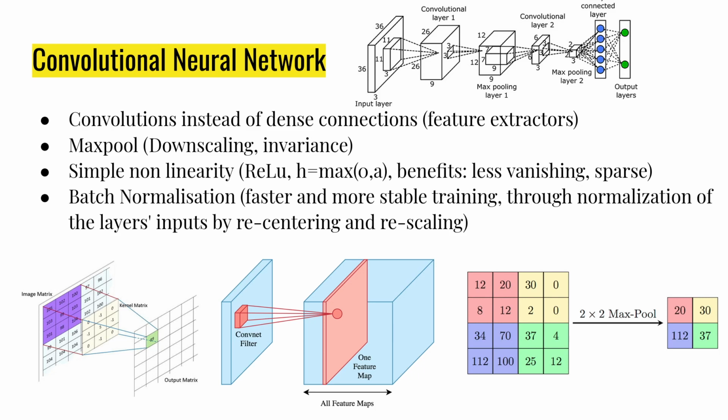Now let's learn about CNNs, Convolutional Neural Networks. A convolutional neural network is different from an artificial neural network in many ways. Primarily, convolutional neural networks have convolution instead of dense connection.